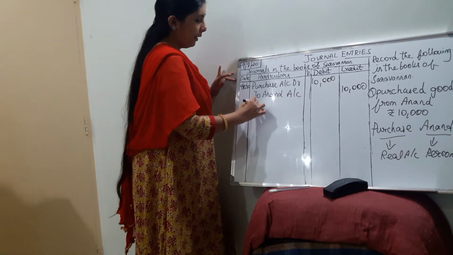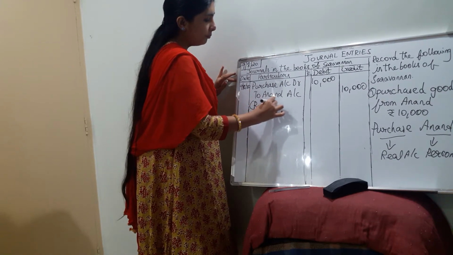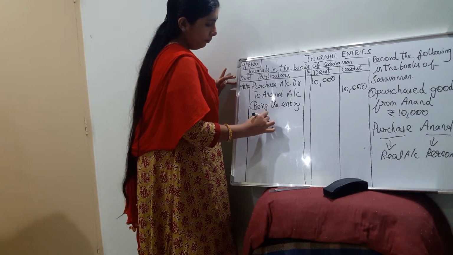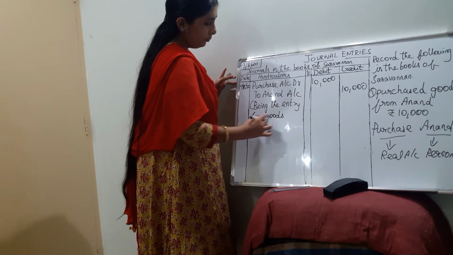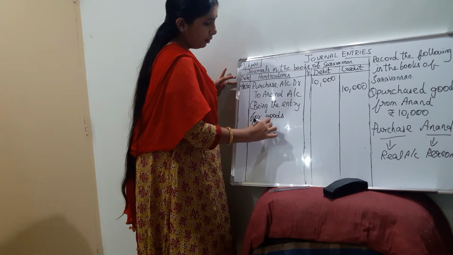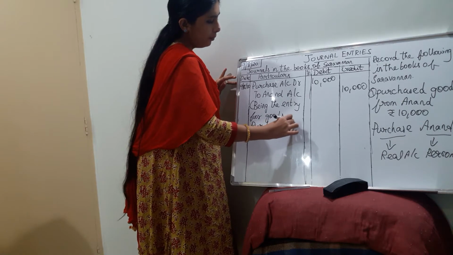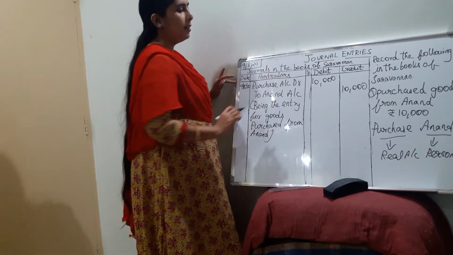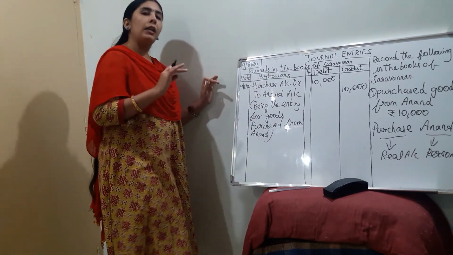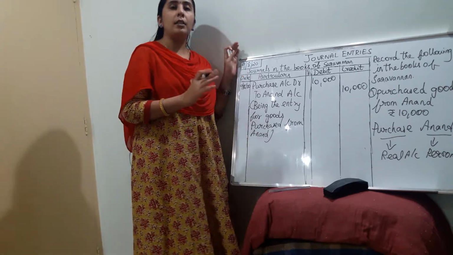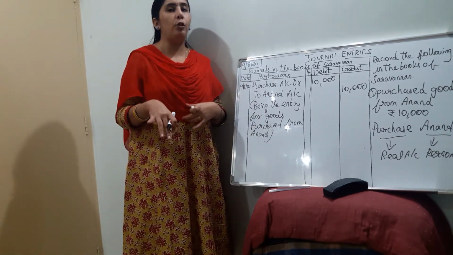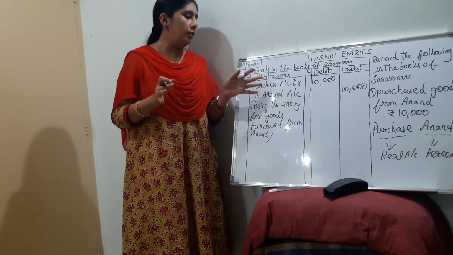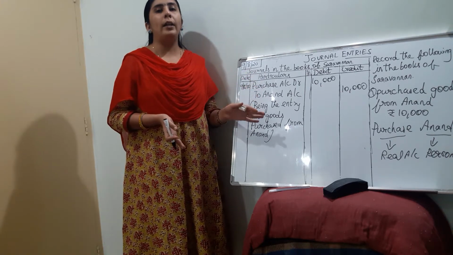And finally you have to write the narration, being the entry for goods purchased from Anand. Amount is 10,000. The same way we can do it for a sales transaction. This is a purchase transaction, that is, you are purchasing something for the business or to sell later. It depends. Even if you have purchased furniture for the business, furniture account debit to Anand account.